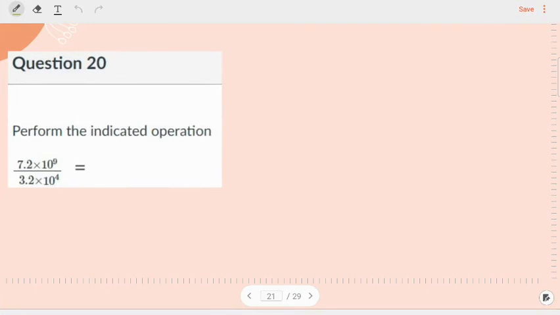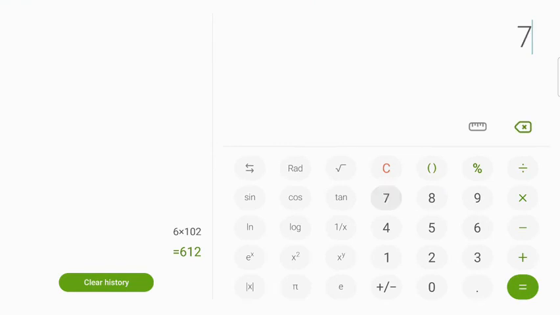Division works similarly. I don't have to have anything to be the same power. All I have to do is divide this and divide these. And remember, when you're dividing things with the same base, they go to war. I've got 10, 10, 10. I've got 9 of those on top. 10, 10. I've got 4 of those on bottom. They go to war, and I have 5 10s left on top. And I'm going to do 7.2 divided by 3.2. 7.2 divided by 3.2 is 2.25. And so that is just my answer, 2.25 times 10 to the 5th.